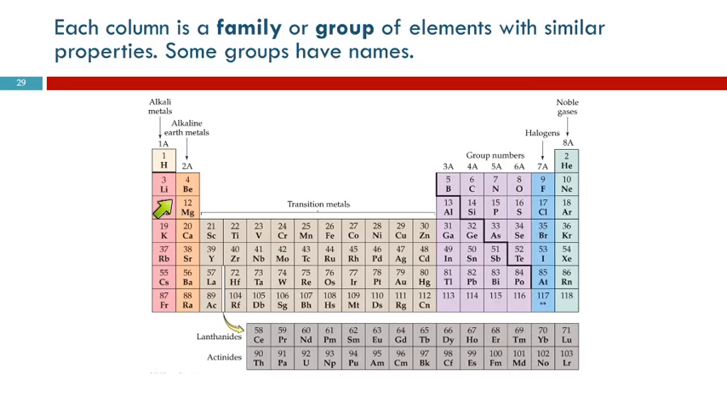So the alkali metals, we call this a family because these guys all share some common properties. The halogens, these are like children in the same family. Are they identical, exactly the same in every respect? No. But do they share some common characteristics? Yes.